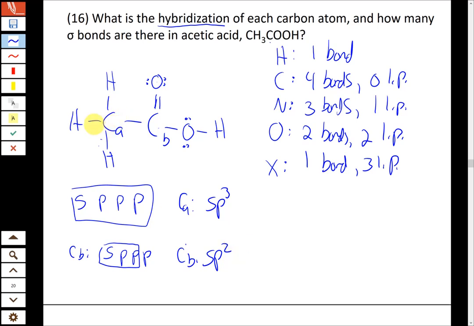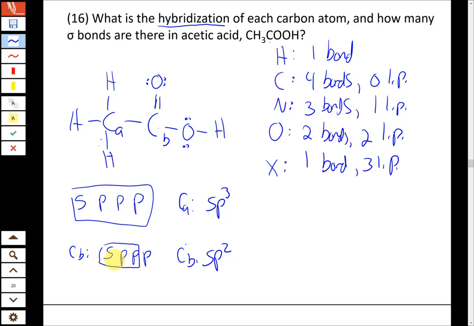So carbon A is bonded to 4 things, 3 hydrogens and a carbon. It has 4 bonds, so it needs to hybridize 4 orbitals. So it's all 4 of those, sp3. For carbon B, it's only bonded to 3 things: 1 carbon and 2 oxygens, for a total of 3 things. So it'll hybridize 3 orbitals, making sp2. And that's the pattern that's always going to be followed when you're predicting hybridization. So that's the hybridization for those 2 carbon atoms.